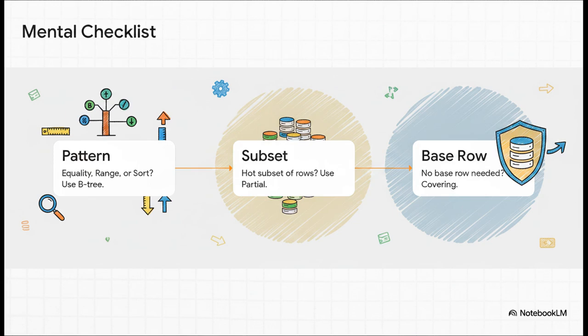Here is your rapid-fire mental checklist. Number 1. Do you need equality, range, or sort? Start with a B-tree. Number 2. Are you only querying a hot subset of rows? Grab a partial index. Number 3. Can you get away with not needing the base row at all? Slap on a covering index using the include clause. It really comes down to mapping the tool directly to the shape of the query.